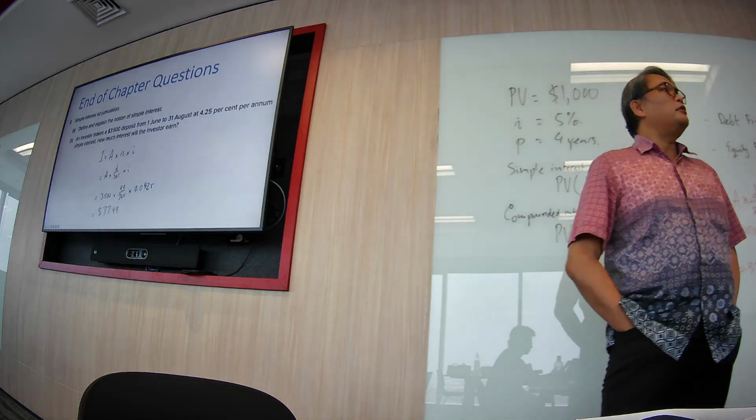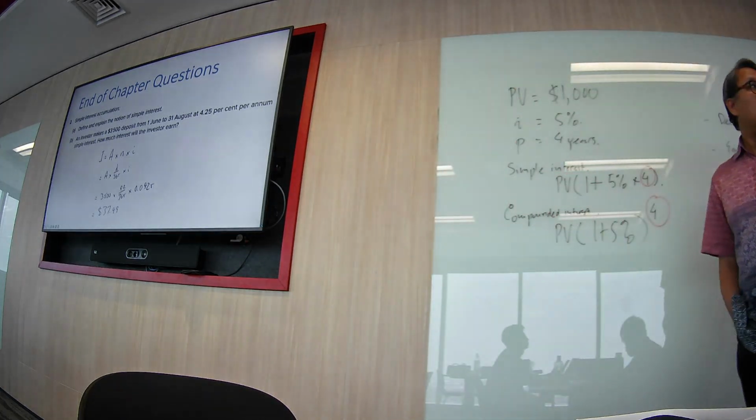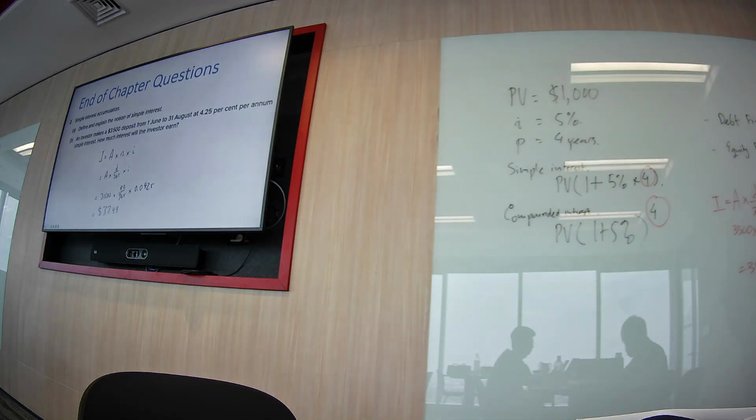Okay, the date is 92 over 365 because we are using the Australian standard, times 0.0425, giving 37.1.